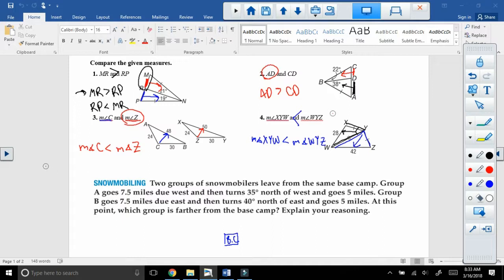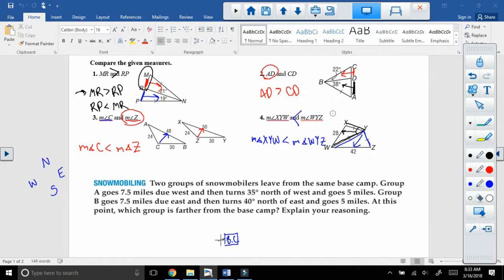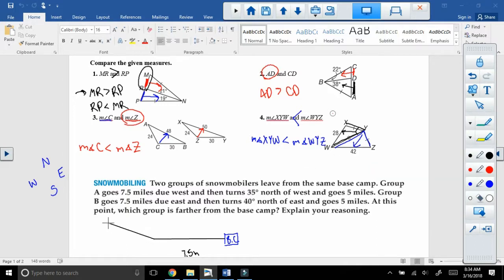So you guys all know your directions, right? Never eat shredded wheat. Never eat soggy waffles. Okay? So we are going due west 7.5 miles. And then we're turning 35 degrees north of west. So that's going to be something like this. And we go another 5 miles.